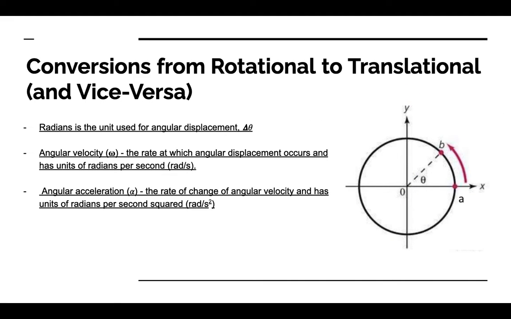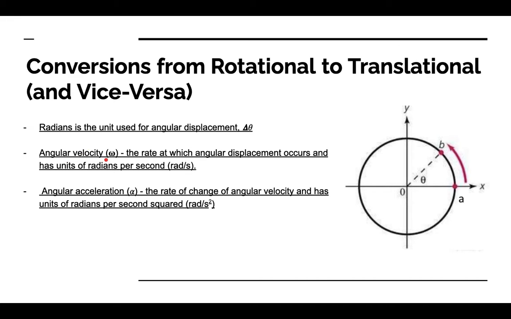So we'll look at now how we can convert from rotational to translational variables, okay? So radians is a unit used for angular displacement. So just as we have displacement from one spot to another, we also have angular displacement from one angle, let's say where we're at with spot A, to another angle, let's say where we're at with spot B. So theta or delta theta is what we use to represent our angular displacement, just as you may have seen in trigonometry. And radians is the unit used for angular displacement. As you may be familiar with from trigonometry, radians is used for trig functions, okay?